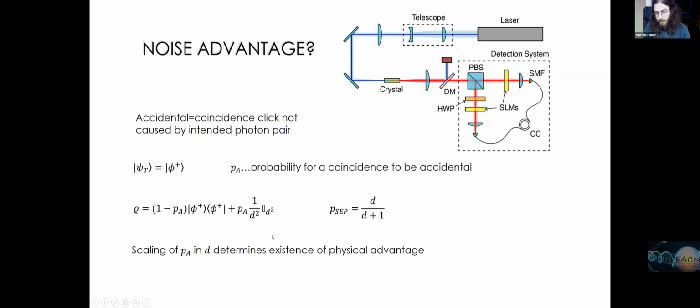And that's a compelling story, but that's what it is. It's a story. The fact is that, of course, if it were so simple, then we would just need to go to higher and higher dimensions to defeat all kinds of noise. However, the probability of an accidental is not completely independent of the dimension I use, not independent of the degree of freedom I use. And also the information processing and the post-processing and the measurements and everything else gets harder as I increase dimension.